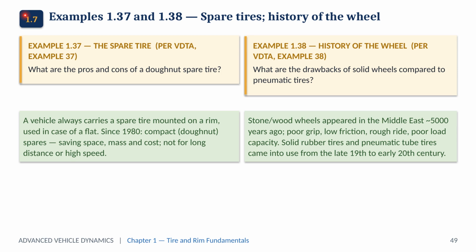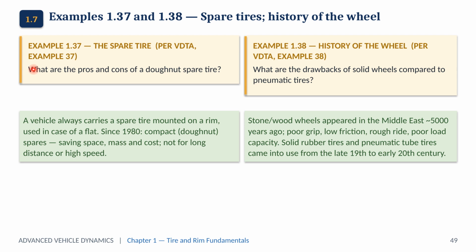Two final examples for this section. Example 1.37 asks about the pros and cons of a doughnut spare tire. A vehicle always carries a spare tire already mounted on a rim, ready for a flat. Since 1980, compact spares, called doughnuts, have taken over, saving space, mass, and cost. The drawback is that they are not made for long distance or high speed.